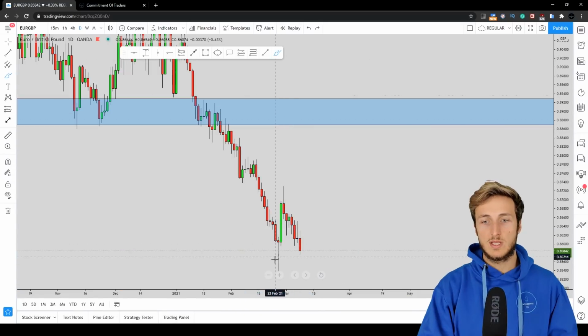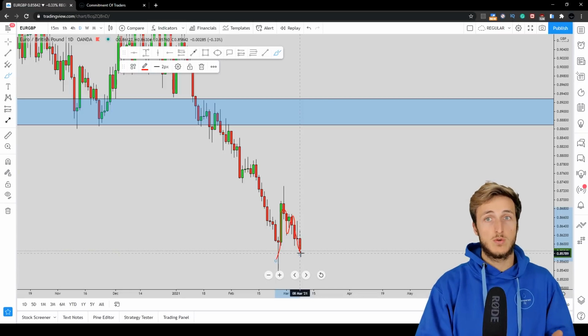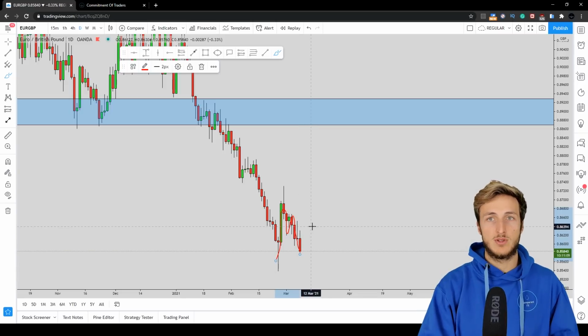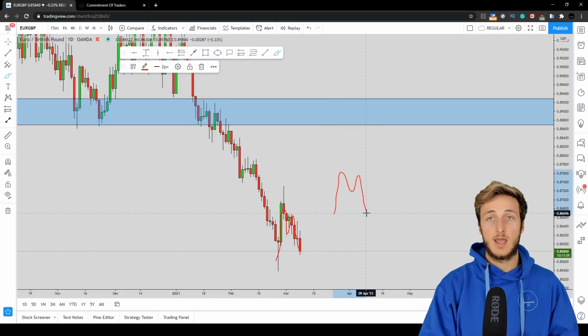But at the moment, what we can see is that this market has just printed an M formation. So the same pattern that we already have on the monthly. So both the monthly and the daily are showing M formations.